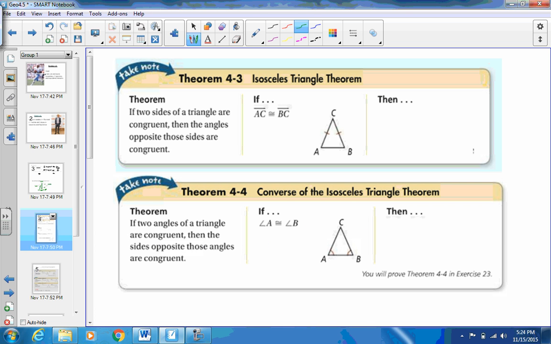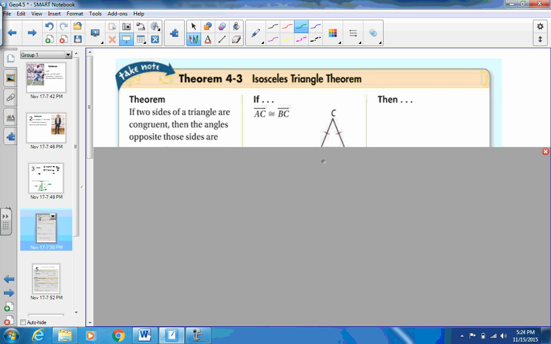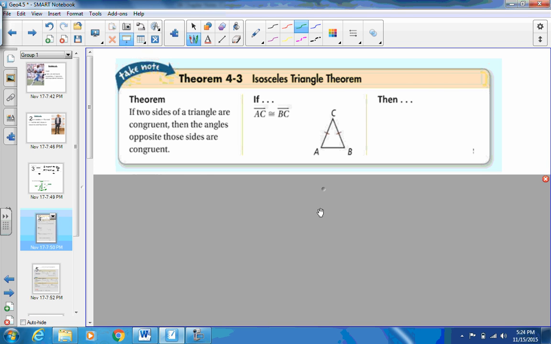All right, let's do some stuff with isosceles triangles. I'll give you one at a time. The first one is the isosceles triangle theorem. That theorem, which you should definitely add to your theorem sheet, the isosceles triangle theorem, theorem 4.3, says if two sides of a triangle are congruent, so that's our if, our hypothesis, two sides of a triangle are congruent, and here we have sides AC is congruent to BC, then the angles opposite those sides are congruent, meaning the base angles are congruent. So if AC is congruent to BC, then angle A is congruent to angle B. And that'll always be true.